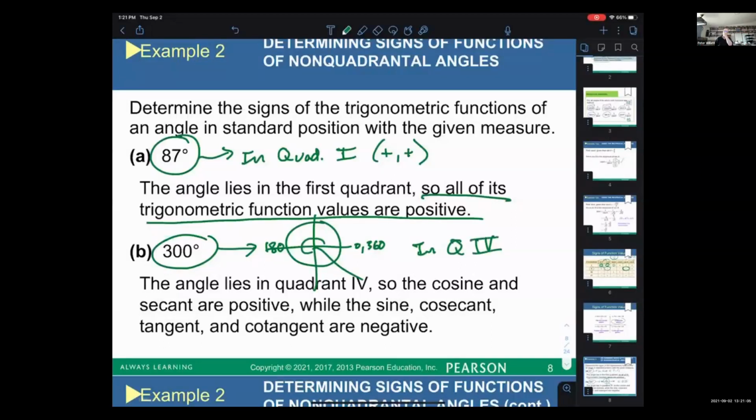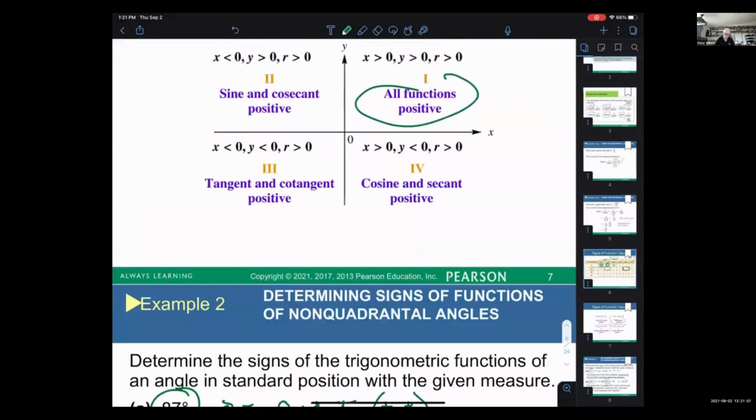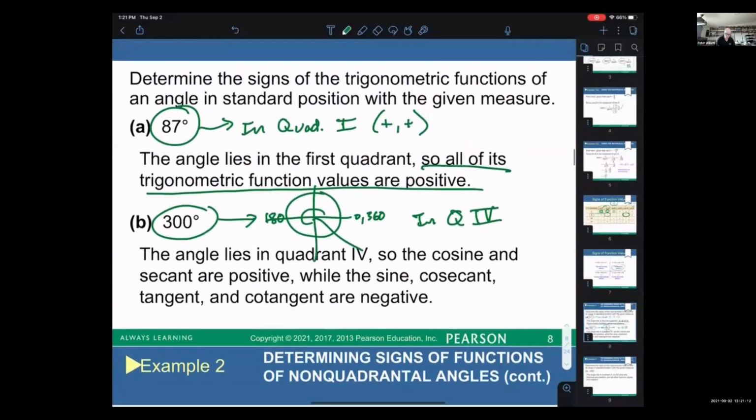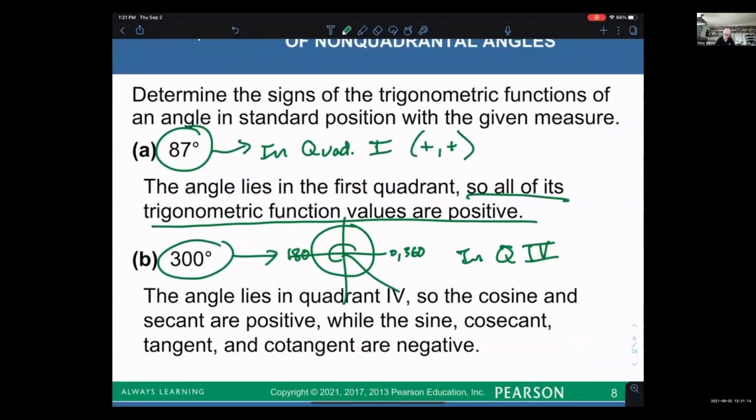And so points in quadrant 4 have positive x values and negative y values. That means when you're in quadrant 4, sine will be positive. I'm sorry, sine's the y value. I just said it backwards. Cosine will be positive. Sine will be negative. And you can make the other 4 fractions correspondingly.